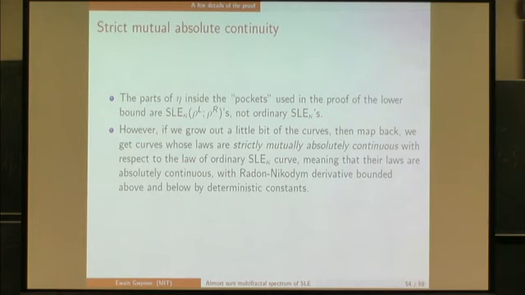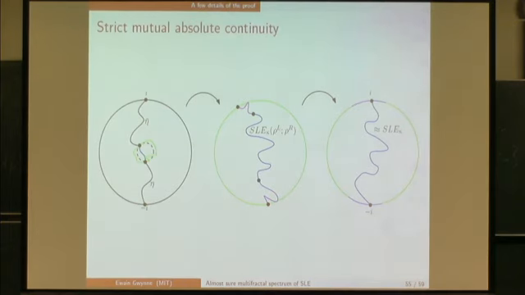And once you have that, you can show that if you have an SLE kappa rho, and then you grow the two sides from both ends and get it away from the boundary, then the stuff that you have in the middle after you map out these two purple sides is going to be strictly mutually absolutely continuous with respect to the law of an ordinary SLE kappa, which means that it's mutually absolutely continuous and the Radon-Nikodym derivative is bounded above and below by deterministic constants.